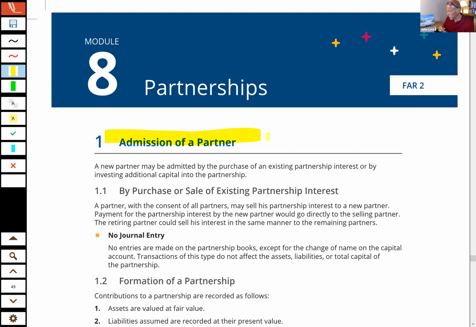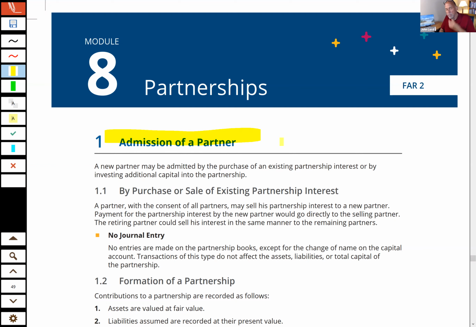Okay, so we're going to talk about how to admit a partner. Then we're going to talk about how to exit a partner. I don't know, kick a partner out, retire a partner. Okay, is maybe a better way to say that. So we'll talk about that. And then we'll talk a little bit about what happens if we are distributing profits in a partnership.